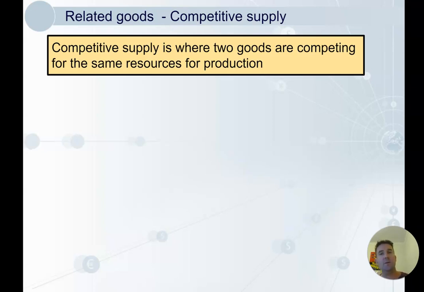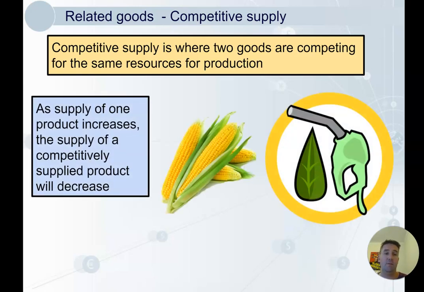Competitive supply. It's where two goods compete for the same resources for production. So if one increases in supply, the other will decrease in supply. So an example of that is corn and ethanol. So it's that sort of plant-based petrol. Sometimes you see it at some service stations. So if you increase the supply of ethanol, you use the corn to produce it. So that means there's less corn on the market.